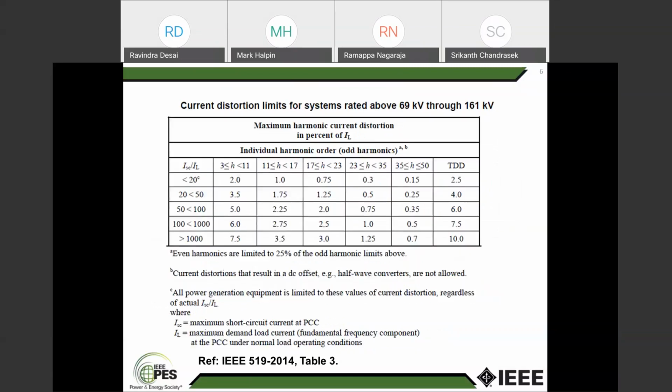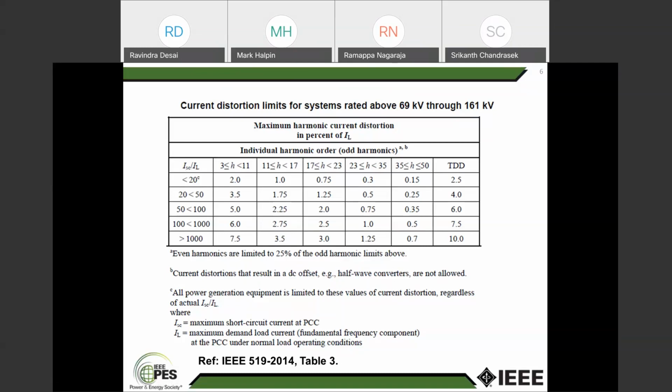Now, from 69 kV to 161 kV, if you look at the various current limits, let us see what they mean. One is the ISC by IL, that is the short circuit level at the PCC to the load current, where IL corresponds to the maximum load current and the demand current. Here, one thing is very important.